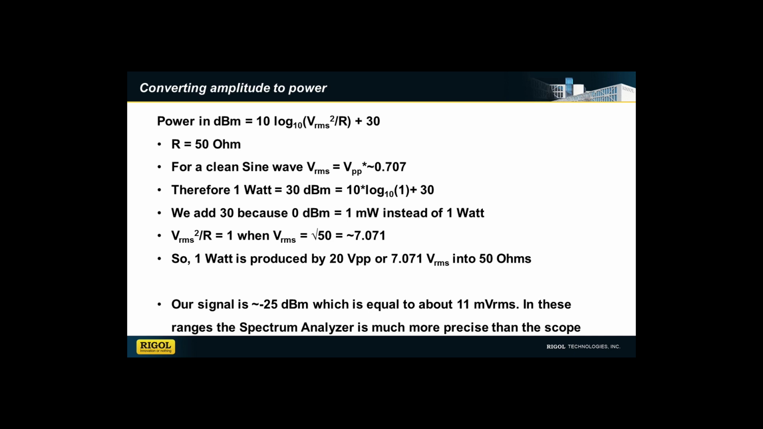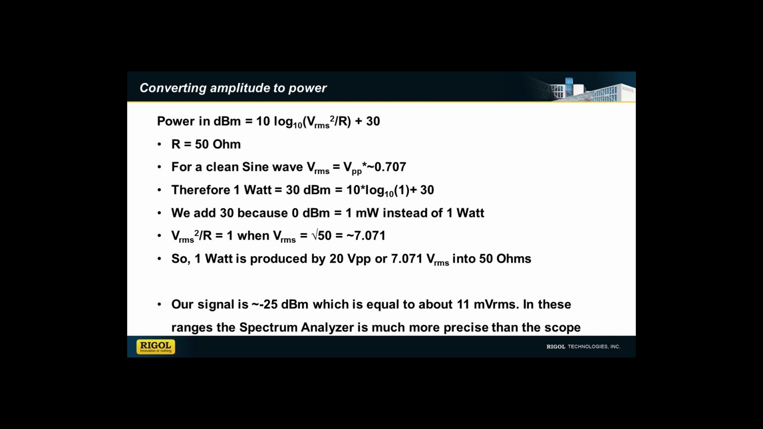dBm is always relative to a milliwatt. So 0 dBm equals a milliwatt, and it goes up logarithmically from there and down. So 30 dBm is equal to 1 watt of power. Our signal here is equal to about minus 25 dBm, or about 11 millivolts RMS.